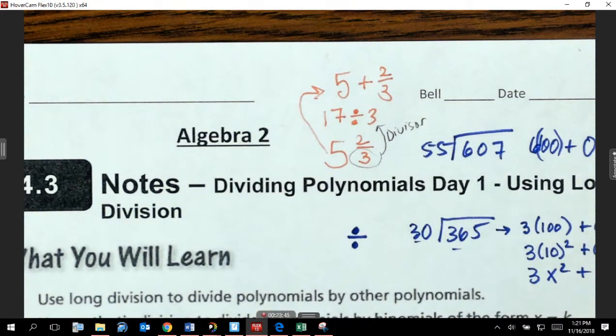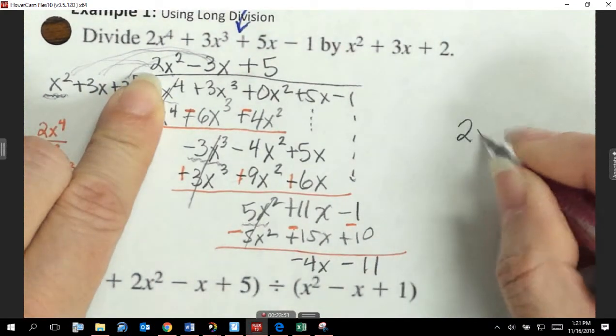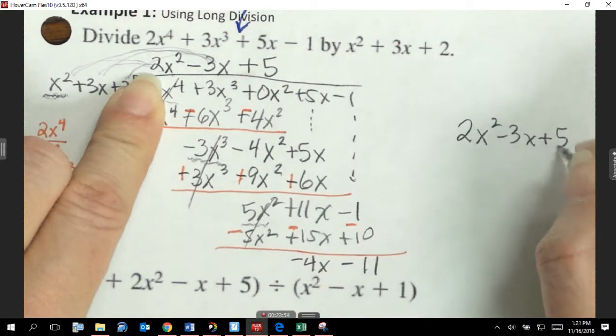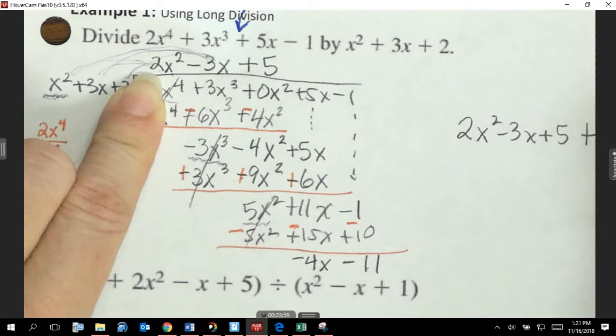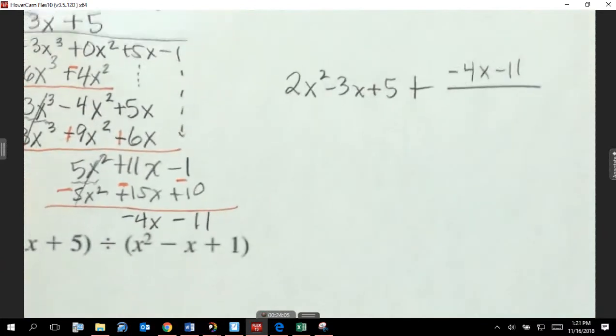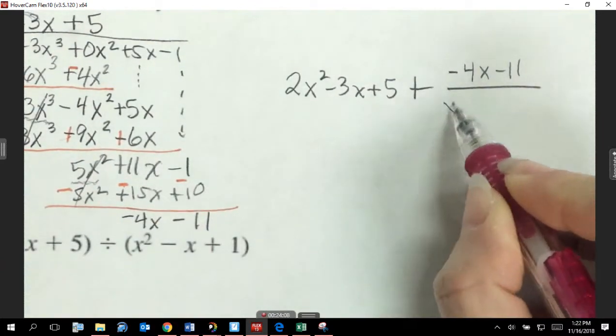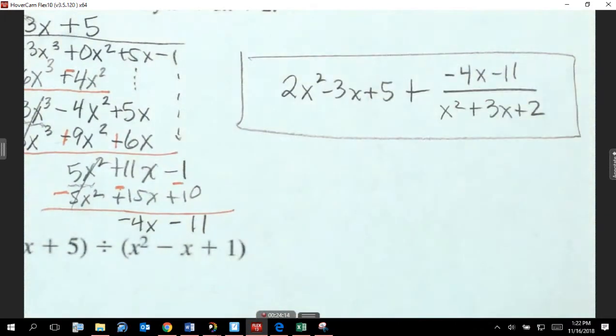You ready? So I take my quotient from up here. We have 2x squared minus 3x plus 5. Then we do plus our remainder, which is negative 4x minus 11 over our divisor, x squared plus 3x plus 2. So I have what we had on top of our division line plus the remainder over the divisor. This is not difficult, but it's easy to make silly mistakes.